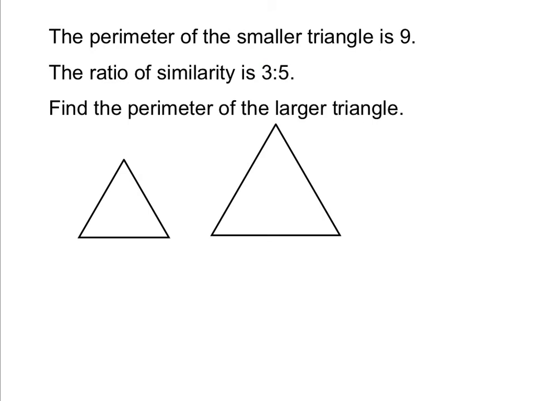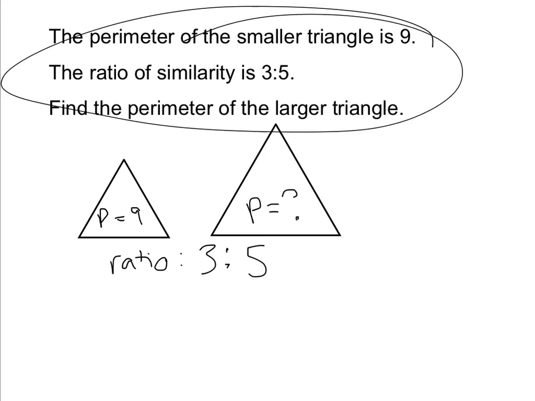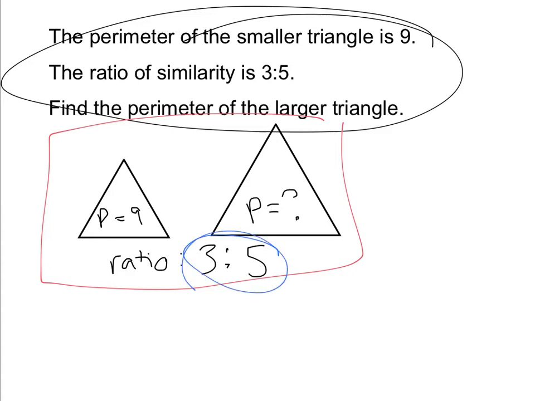On your worksheet on the back, it'll have pictures that look like this. It'll say like P equals 9, then it'll say P equals question mark, and it'll say the ratio is 3:5. I just copied down this information from up here. But that's what it'll look like on your worksheet, something like this. And what you're going to do is you're first going to take this ratio and set it up as a fraction.